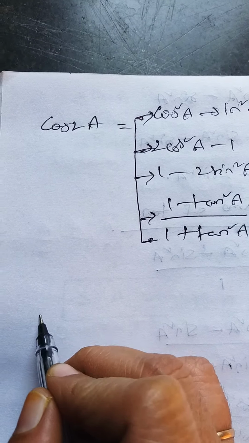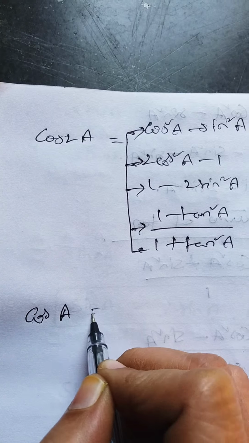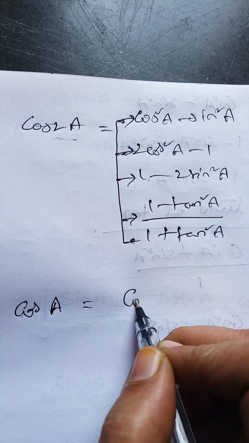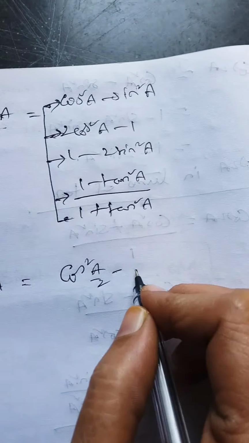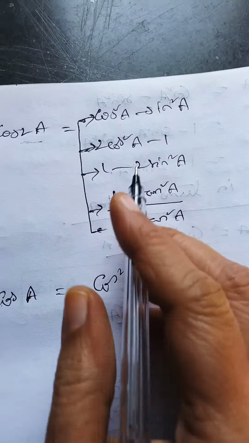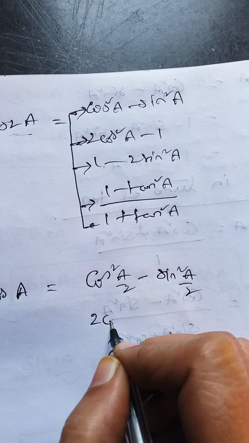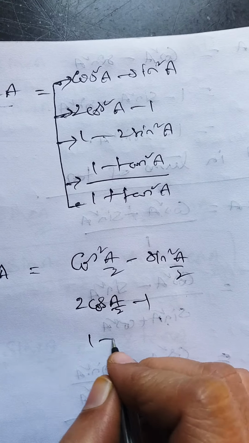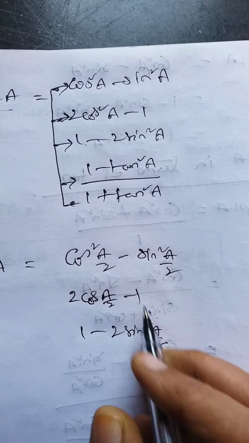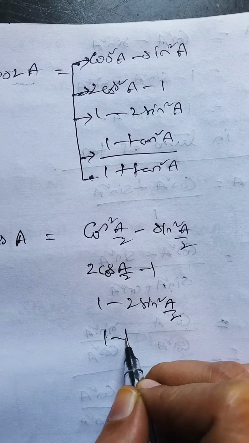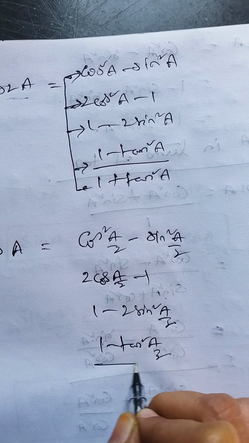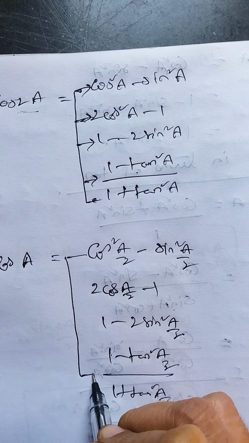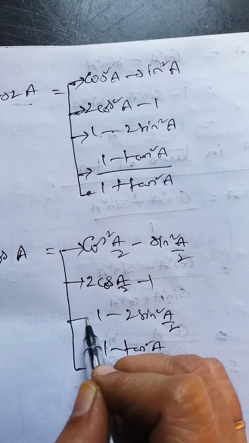Now I want its submultiple. So I have to get the cos a value. Cos a is nothing but, divide each and every angle by 2. We will get cos a is equal to cos square a by 2 minus sin square a by 2. Or in terms of cos, we will get 2 cos square a by 2 minus 1. In terms of sin, 1 minus 2 sin square a by 2. In terms of tan, 1 minus tan square a by 2 divided by 1 plus tan square a by 2. So these all are submultiples of cos 2a.